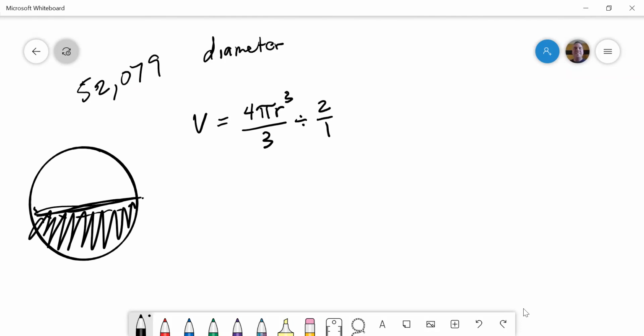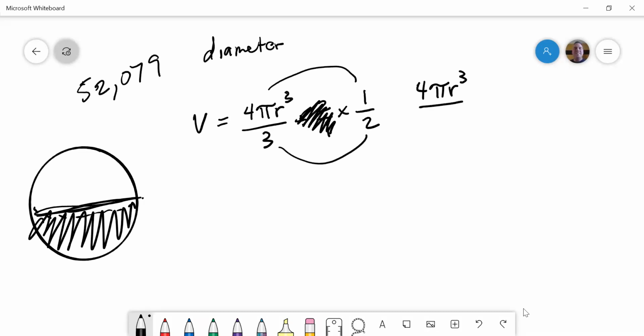And a math skill that you guys definitely have been taught before, and you should know, is that when you divide by a number, it's the same as multiplying by the reciprocal, right? So dividing by 2 over 1 is the same thing as multiplying by 1 over 2, 1/2. Times 1/2 is the same as dividing by 2. Well, that makes it a lot easier, right? Because now if I just multiply straight across, 4 pi r cubed times 1 is simply 4 pi r cubed, and then 3 times 2 is 6. So here's the formula for the volume of a hemisphere.